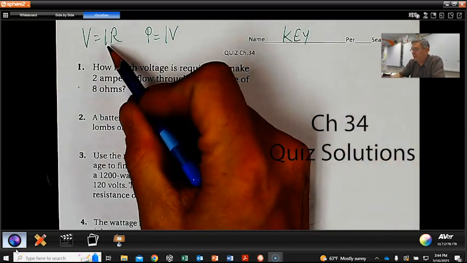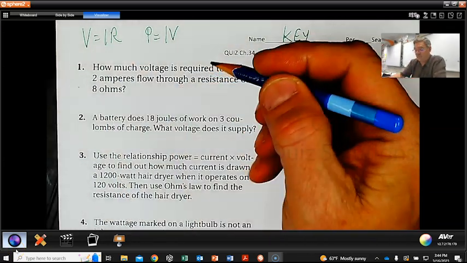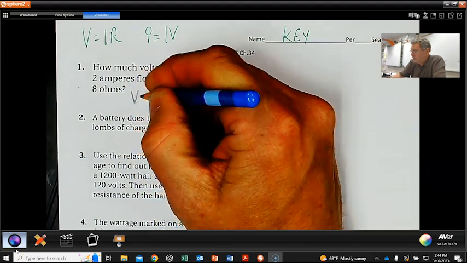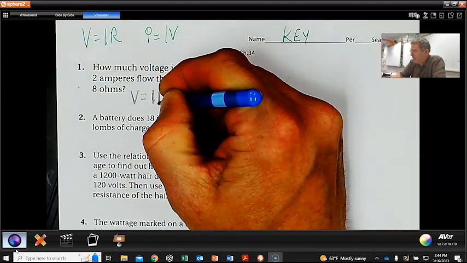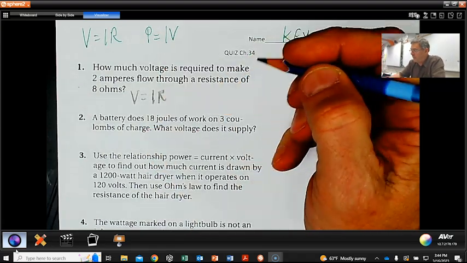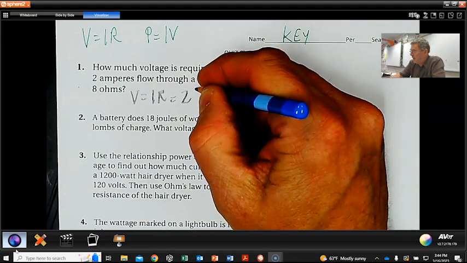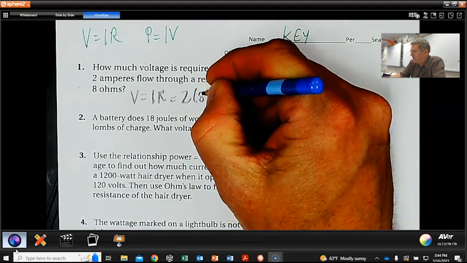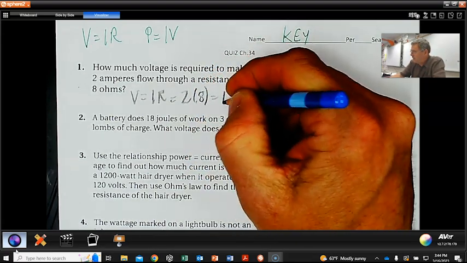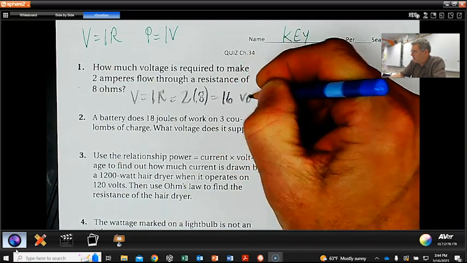Okay, our first question is going to use Ohm's law to help us solve that. So we know that voltage is equal to current times resistance. So in this case, I have 2 amps of current, and I have 8 ohms of resistance, which gives me 16 volts.